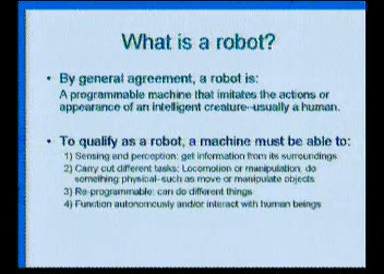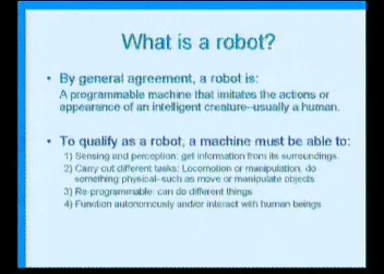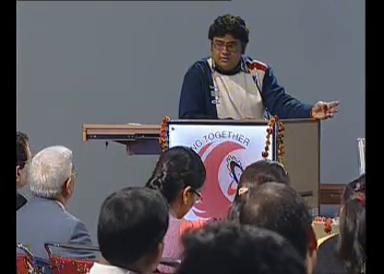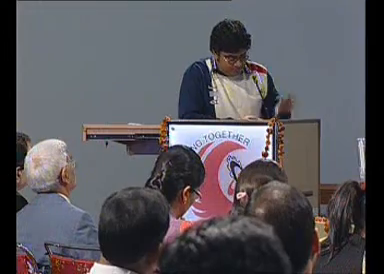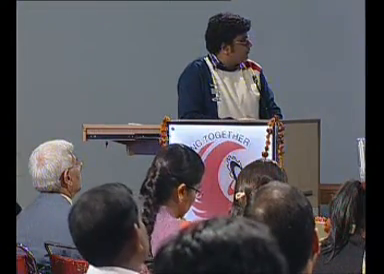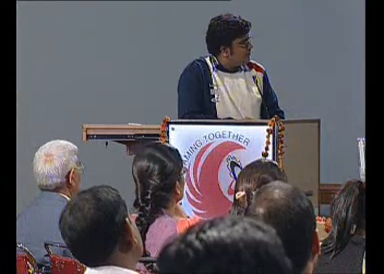By general agreement, a robot is a programmable machine that imitates the actions or appearance of an intelligent creature, usually a human. These robots basically embody the final attempt to make a machine behave like human beings. Robots are built on multidisciplinary engineering systems, from computer science, mechanical engineering, electrical engineering, electronics engineering. People must handshake to make effective humanoid robots. I don't go into much detail about this.